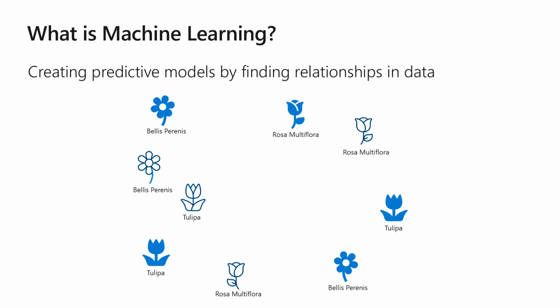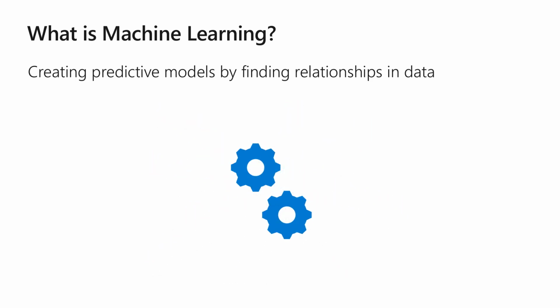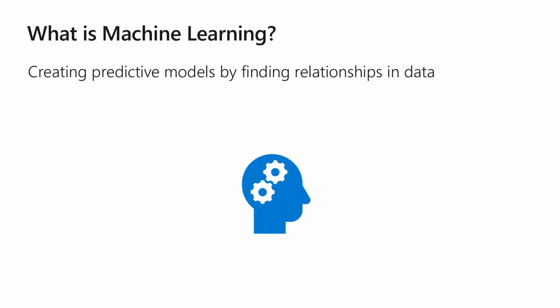Now that sample data is then processed using an algorithm that tries to find a relationship between the features, those measurements of the flower, and the label, the species. The result of that algorithm is a machine learning model. And now that we have that machine learning model, it's learned the relationship between the features and the label, so we can use it to predict the species of a flower based on its features.